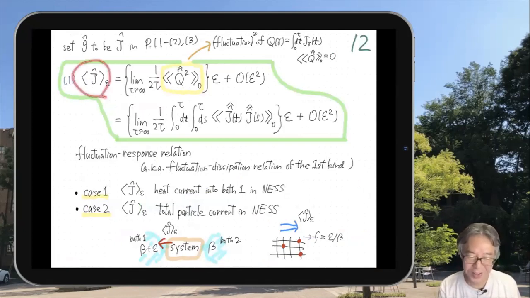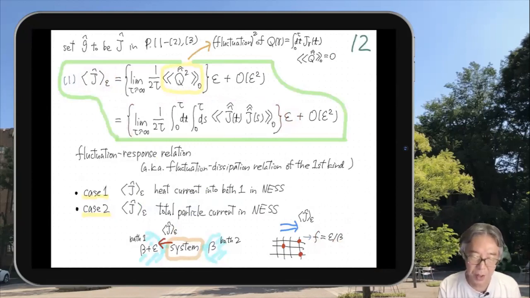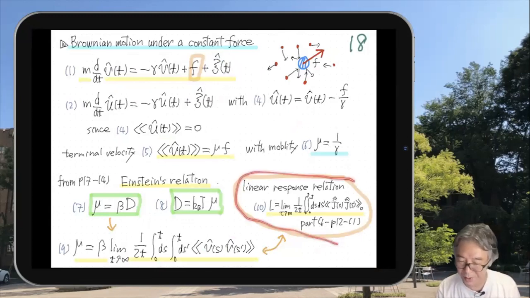But anyway, we applied something non-equilibrium, like a non-equilibrium force or temperature difference. And this is the expectation value of the current. Here it says that this expectation value of current is given by f, or some small epsilon, times this, which is the fluctuation, or the integration of the correlation. And actually, I didn't have to look at part 4.